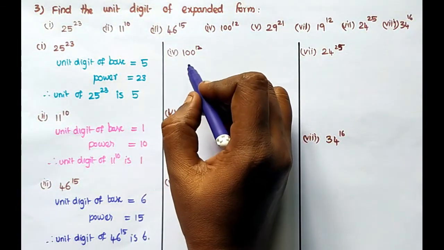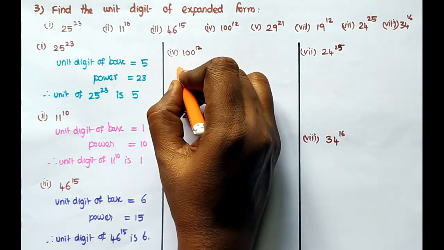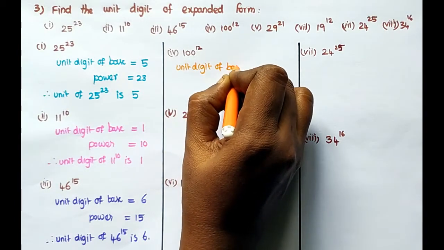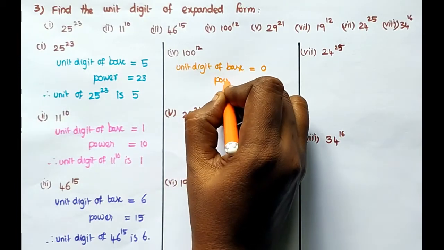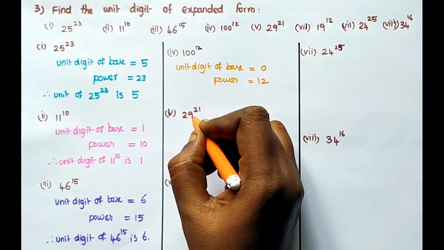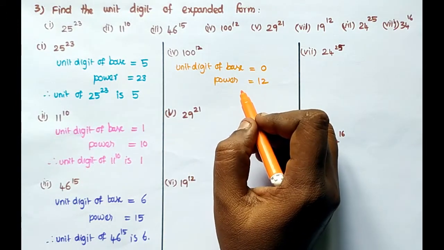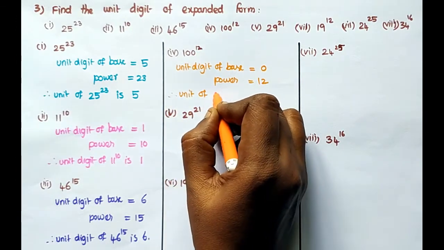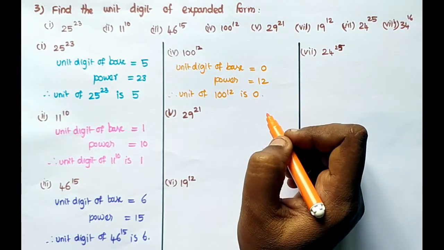Next one, 100 power 12. Unit digit of base. What is the base here? 100. Its unit digit is 0. Power is 12. Is it even or odd? The number ends with 0, so the power is whatever it is. Unit digit of 100 power 12 is 0.